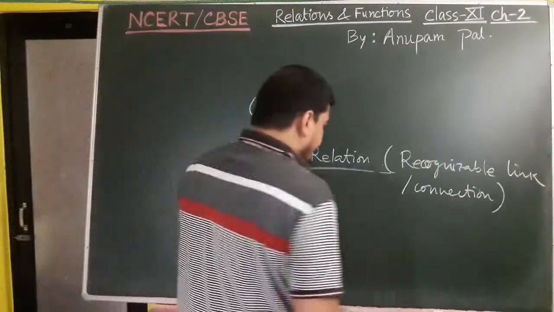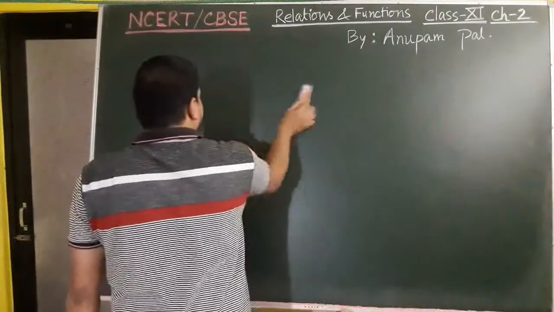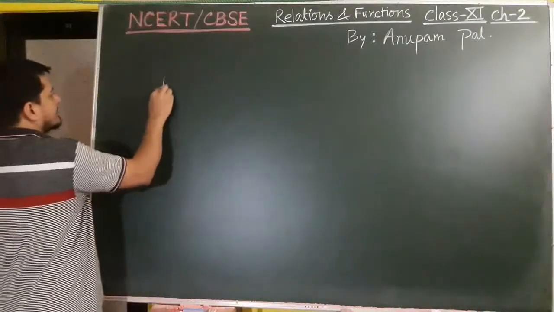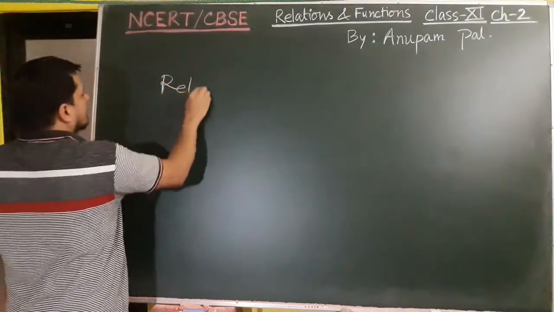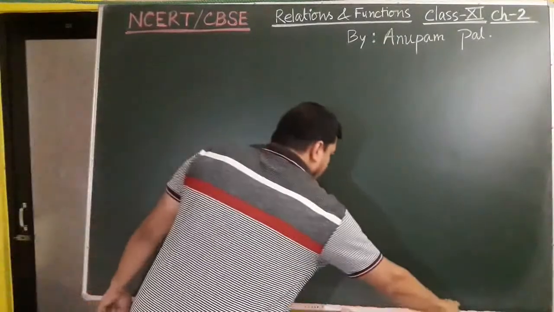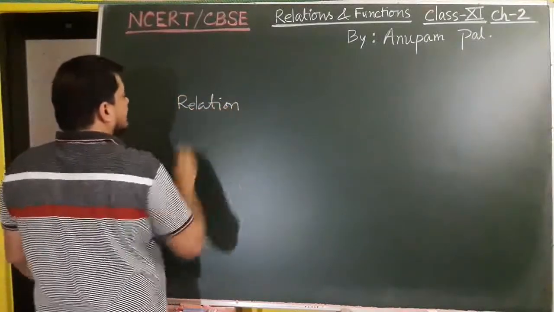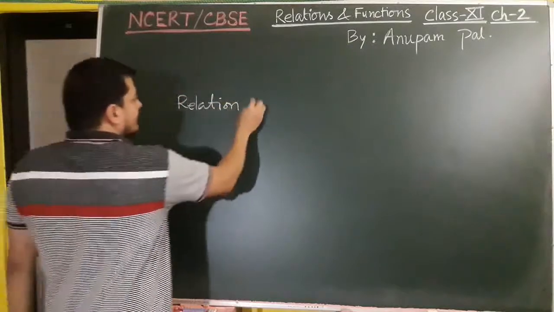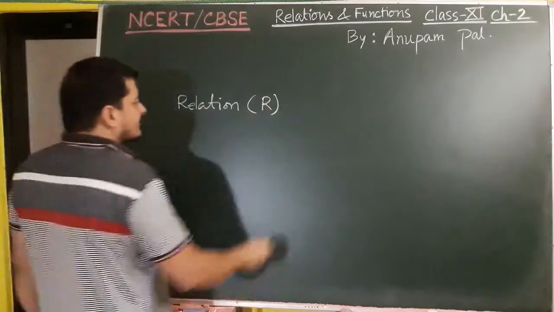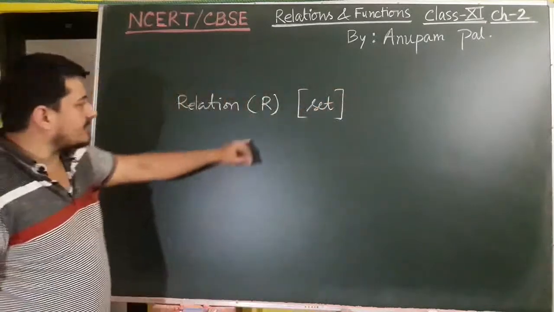Okay, so now the second thing, please understand this one. Whenever we write a relation, in this context it is written as R. So what is a relation? Relation is nothing but some kind of set.